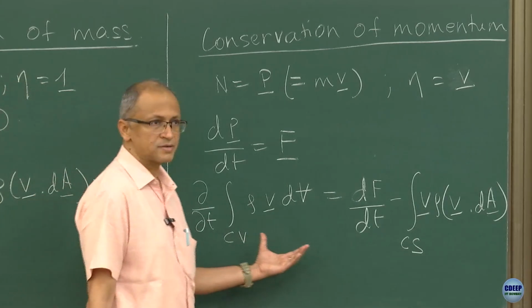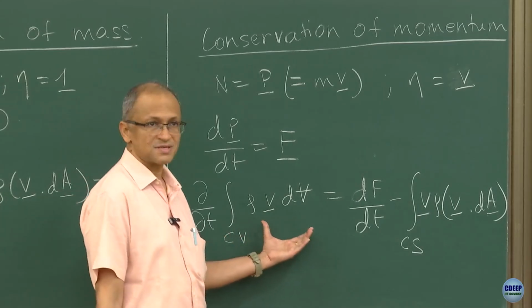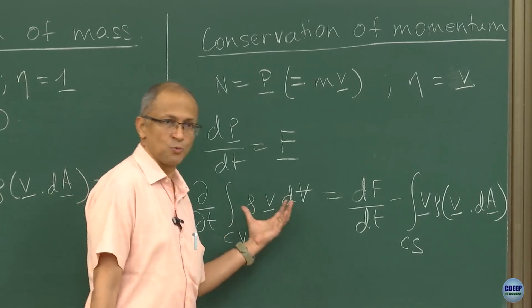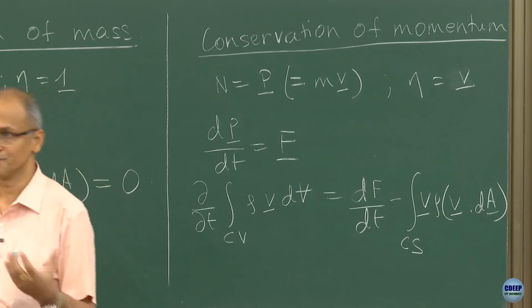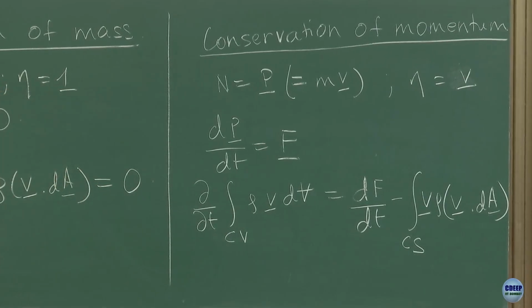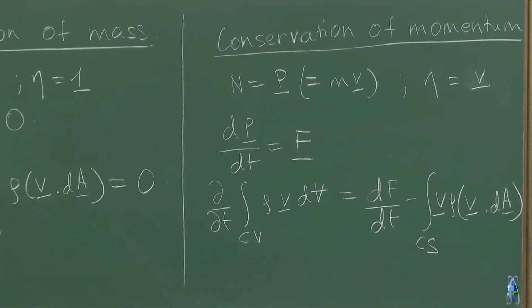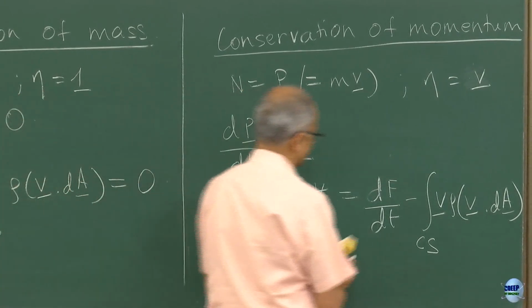If we now look at this equation, we say that the momentum contained in a control volume can change because of two things. One, if there is a force which is acting, sorry, this is just force.